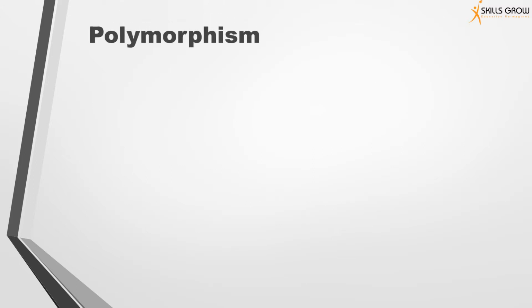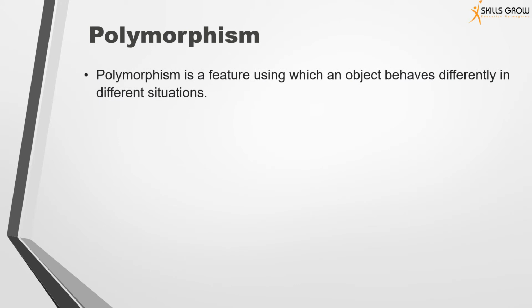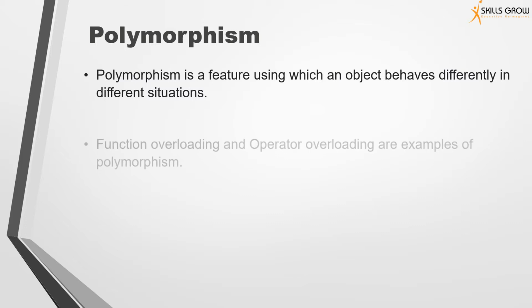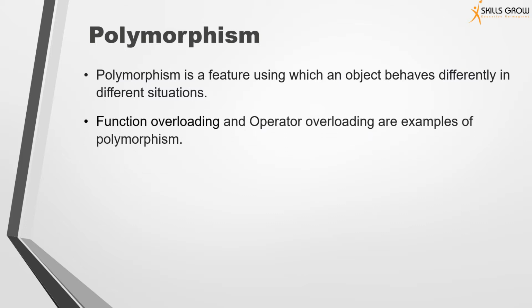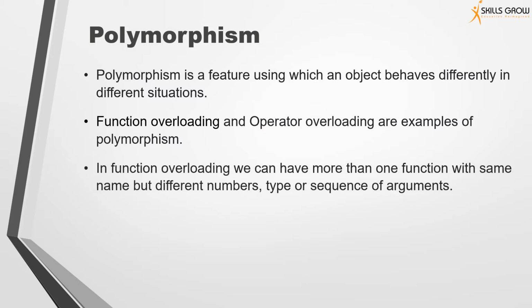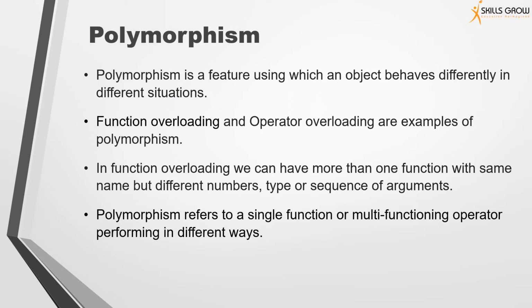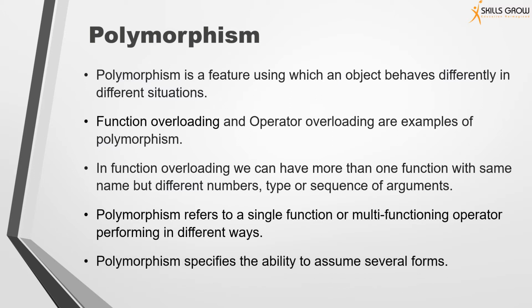And the last but not least, polymorphism. Polymorphism is a feature using which an object behaves differently in different situations. Function overloading and operator overloading are examples of polymorphism. In function overloading, we can have more than one function with the same name but different number, type, or sequence of arguments. It refers to a single function or operator working in different ways. Polymorphism specifies the ability to assume several forms.